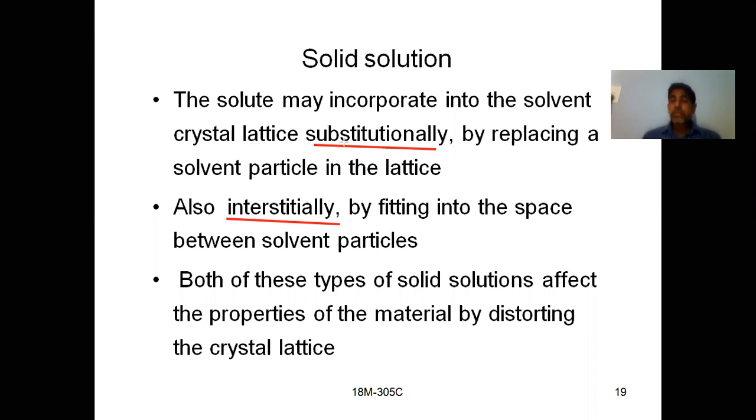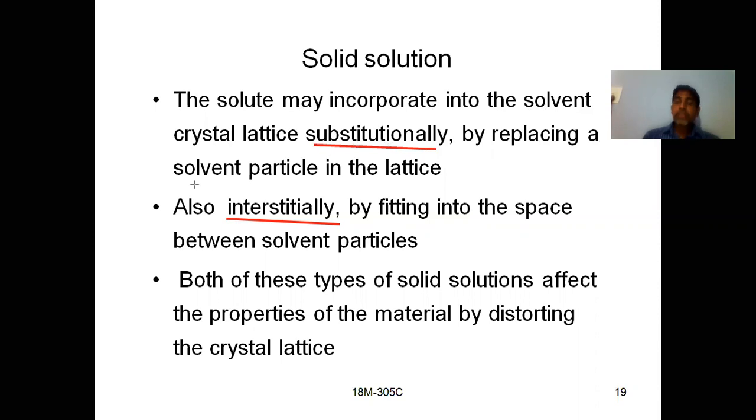What is meant by substitutional solid? Substitution means they are substituted. That means the solute atoms you are having are replaced with your solvent atoms. If you see here, the solute may incorporate into the solvent crystal lattice substitutionally by replacing the solvent particles.